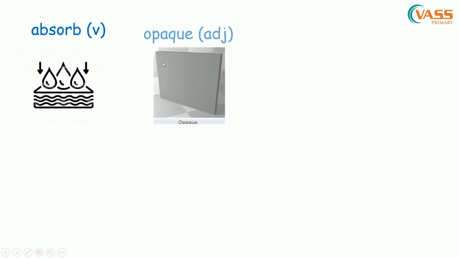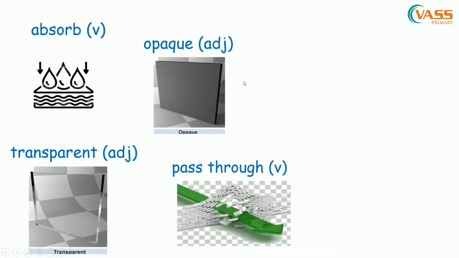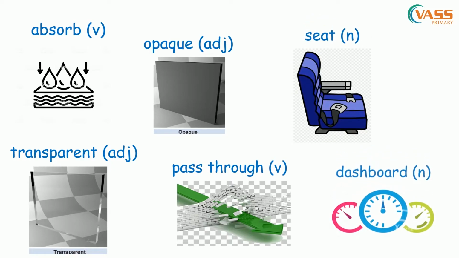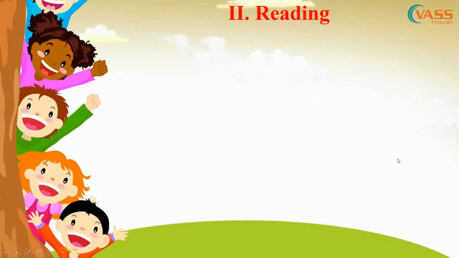Alright, let's do some review of the words that we just learned. Do you remember any of these words? Let's go from the top left down. So we have absorb, opaque, seat, transparent, pass through, dashboard. Great work! Now time to do some reading.